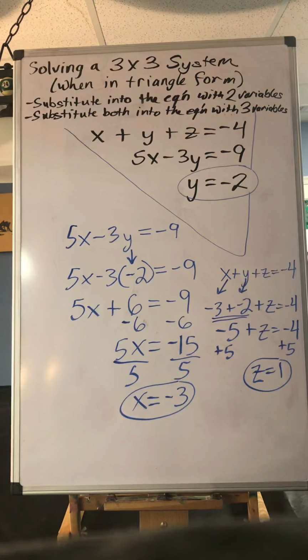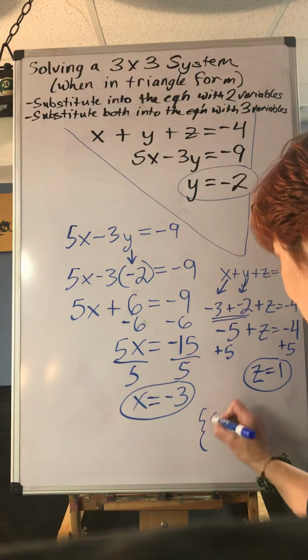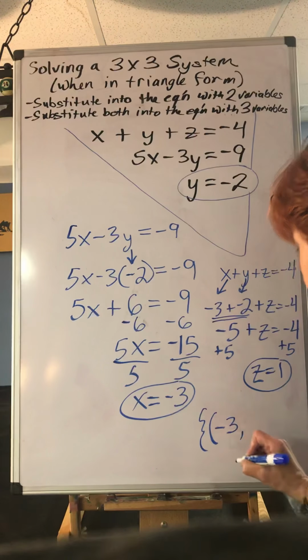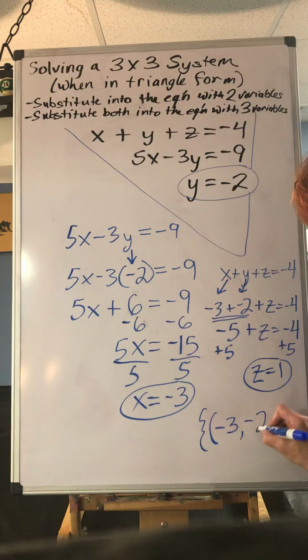Now, you need to write the solution in this case as an ordered triple. So x is -3, y is -2, and z is +1. And that is the ordered triple where these would intersect. Not so bad.